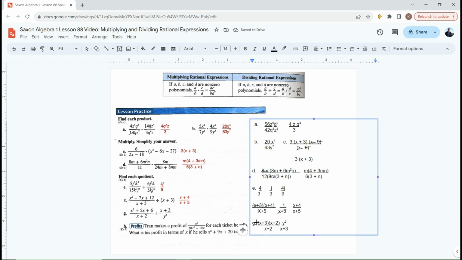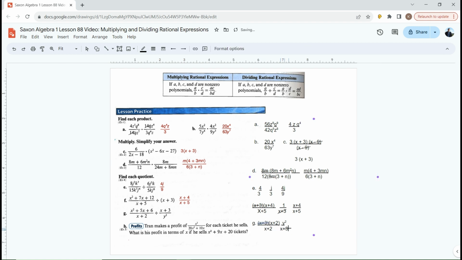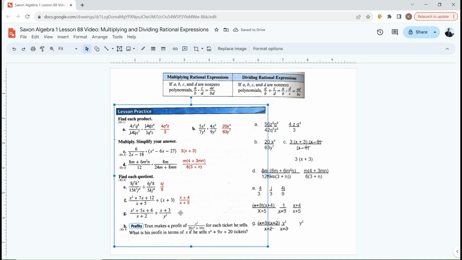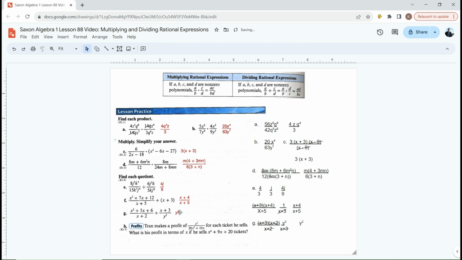Well, I see I have an x plus 3 in the numerator, x plus 3 in the denominator, x plus 2 in the numerator, x plus 2 in the denominator, and wow, did this one simplify. Notice that now I am left with just y squared. So my answer to this one should just be y squared. Everything else canceled out. Let's just make sure that that's the case. There it is.